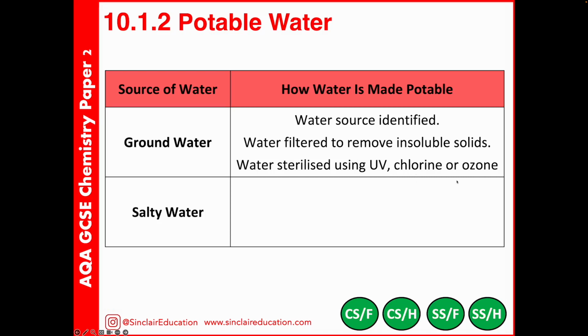Some questions might ask you what we could use to sterilise water. And generally what they'll do is give you 2 marks. So you do need to be aware of all 3 of these because it might be a shorter response question where we're just identifying a factor.